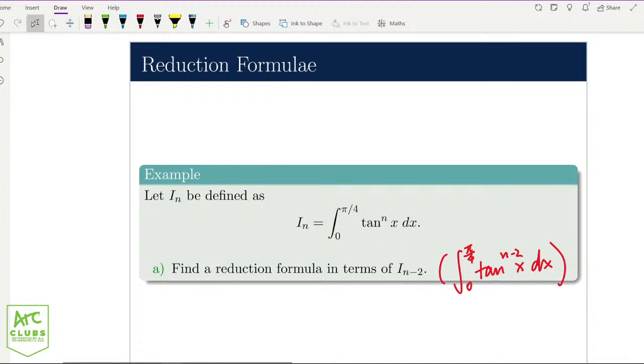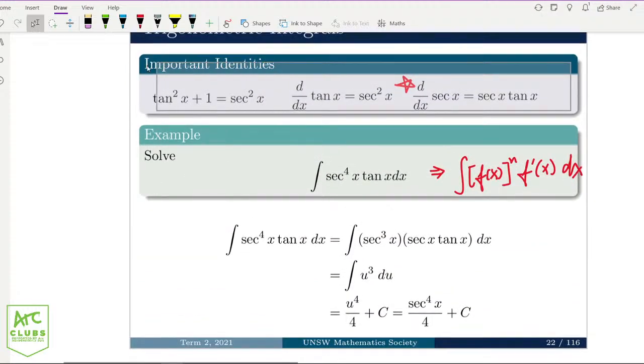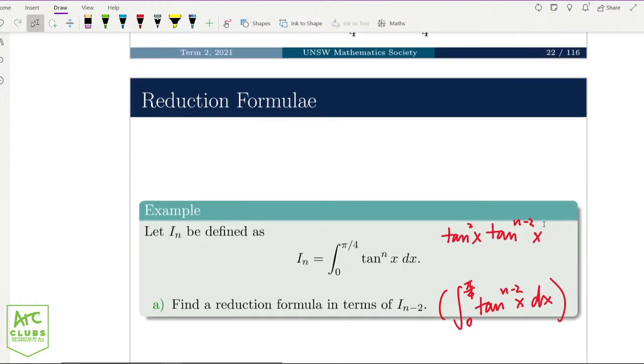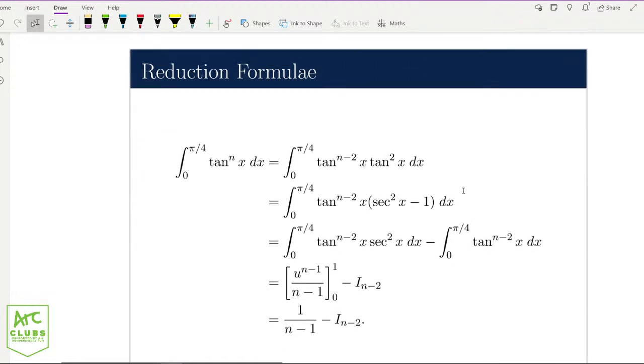So what we can try to do in order to solve this particular integral is to split our tan x to the power of n into tan squared x multiplied by tan x to the power of n minus 2. And then applying our identities over here, we might get somewhere. This is what we had in mind, and it turns out to be correct as well.